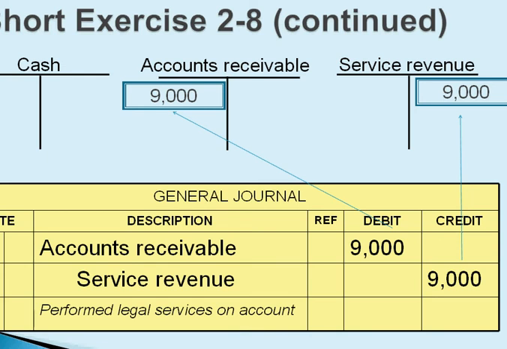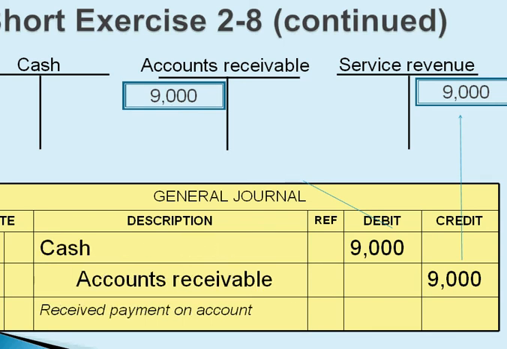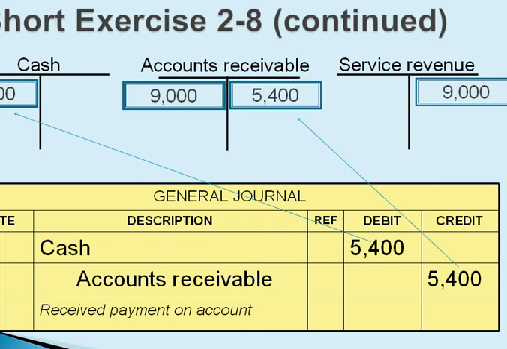Next transaction. Later, the business received $5,400 in cash from the client. So we'll debit cash $5,400. We'll credit the accounts receivable for $5,400. So the ledger gets debited $5,400 in cash, and the accounts receivable gets credited for $5,400.